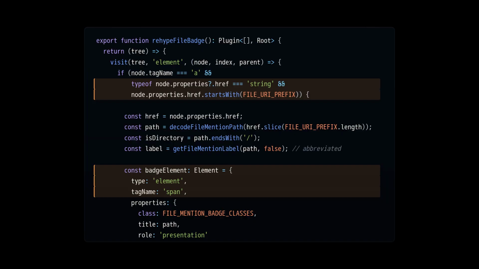Badge rendering happens in a rehype plugin. When Markdown is processed, the plugin finds any anchor tag whose href starts with file:// and rewrites it into a styled span. The span has a presentation role, so it's not interactive. File links can't navigate from an HTTP page anyway, due to browser security. The badge shows an icon, file or folder, depending on whether the path ends with a slash, and an abbreviated label. The full path goes in the title attribute as a tooltip. This gives users a clean, visual way to see file references in messages.